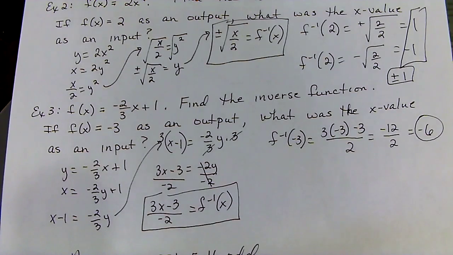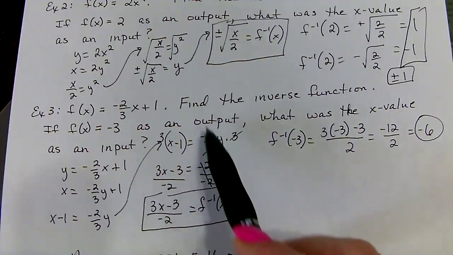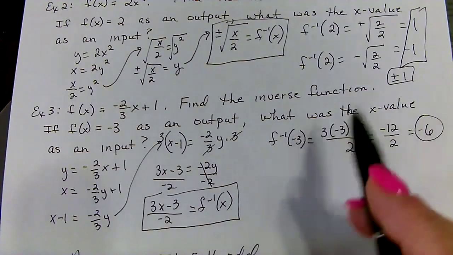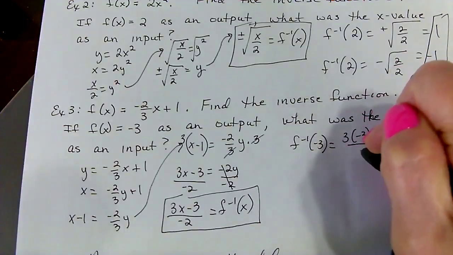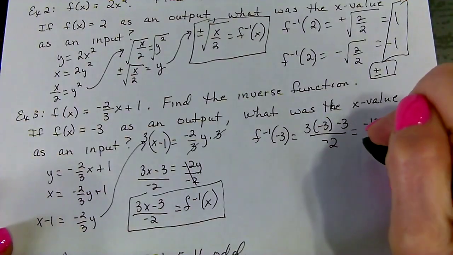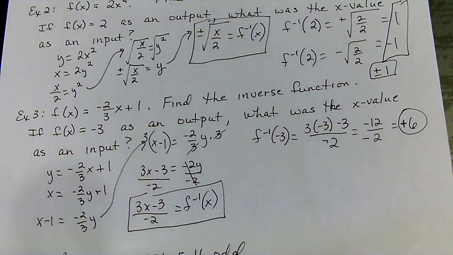Something's wrong, so let me find my mistake. We need to subtract 1, and then we times by 3, and then we divide by negative 2. I think I wrote that correct. Oh, here it is. I left my negative off. Sometimes we learn a lot by the teacher's mistakes. So it should be positive 6. Let's try positive 6 and see if it works. That's why you should always check.